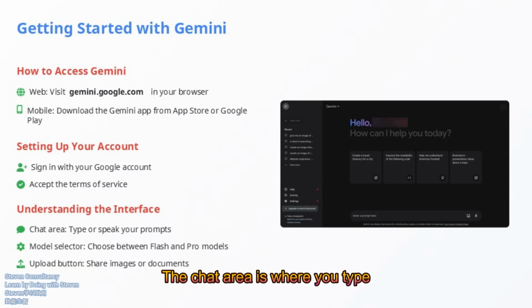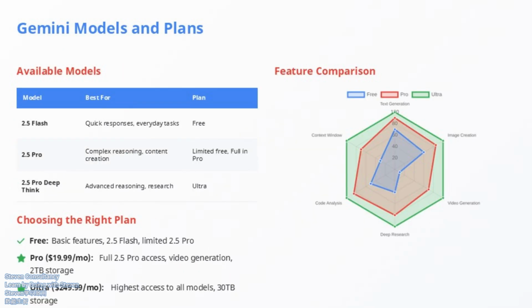The chat area is where you type or speak your prompts. There is a model selector to choose between different versions of the AI. And there is an upload button that lets you share images or documents.